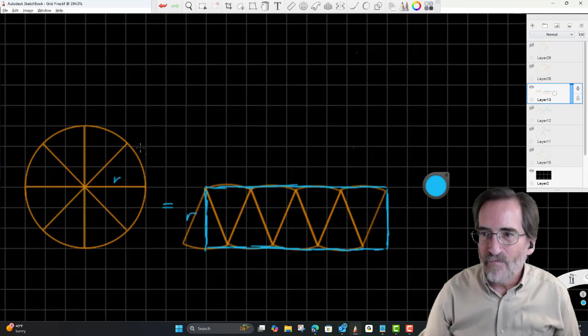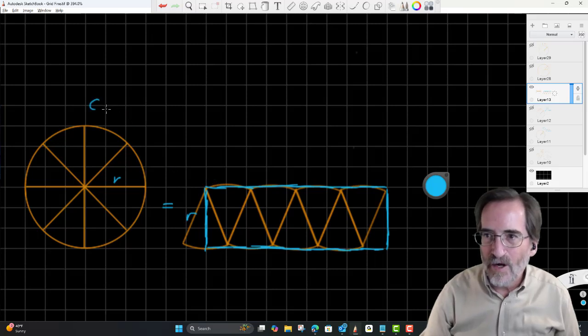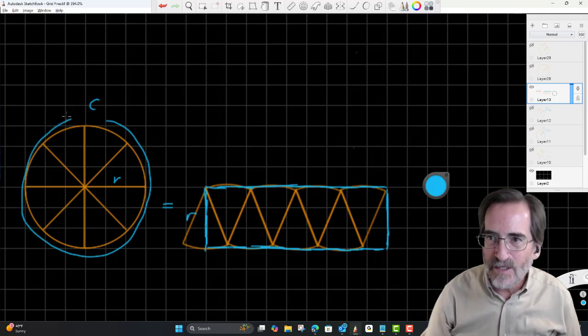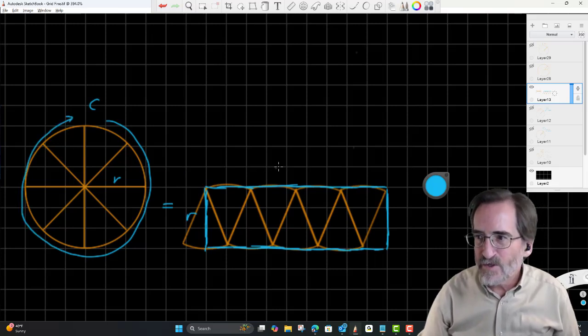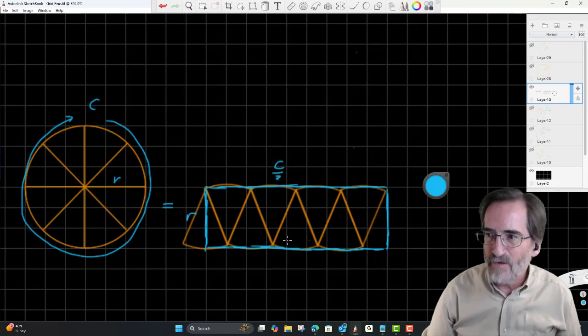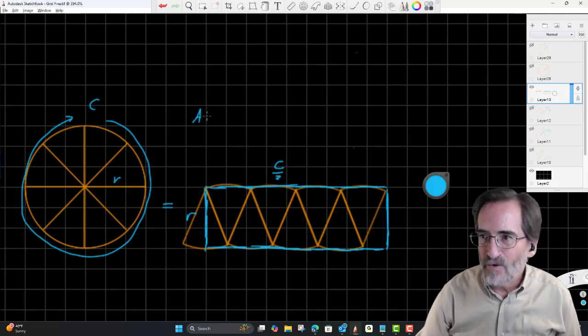And the circumference, all the way around, makes up the top and the bottom together, right? So this is going to be the circumference divided by 2, because this makes up halfway around the circle and the bottom makes up halfway around the circle. Now the area of a rectangle is length times width. So that is r times circumference divided by 2.